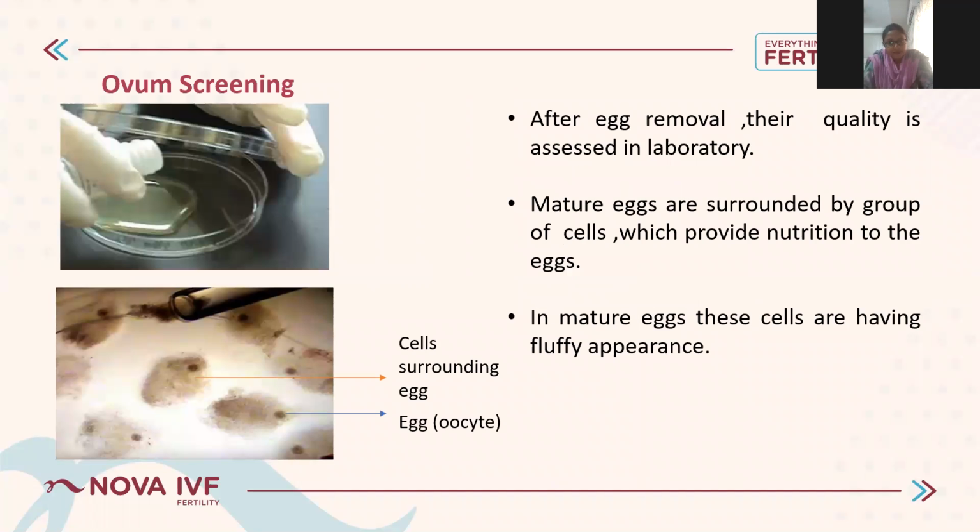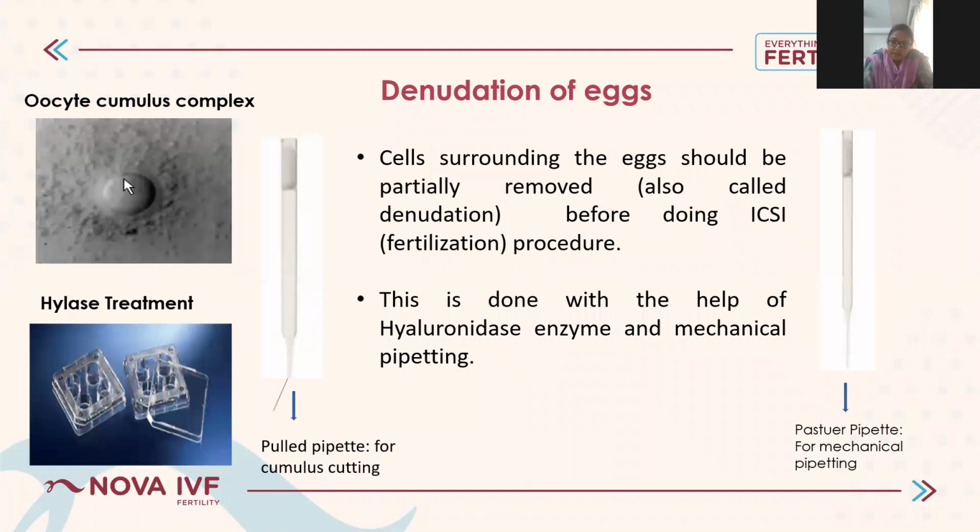Next slide, please. Okay, so as you can see, what I have already explained, this is the fluid. And these black dots are the eggs, which are surrounded by some cells which are removed before ICSI. Next slide, please. So the same thing, that the cells surrounding the egg should be partially removed before doing ICSI. And this is done with the help of some enzyme which is present in the Petri dish.